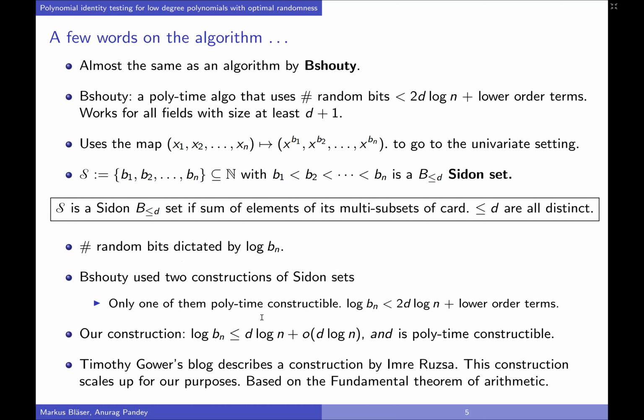Any other questions? I have a question. If you don't care about polytime constructible, what is the best construction that is known?